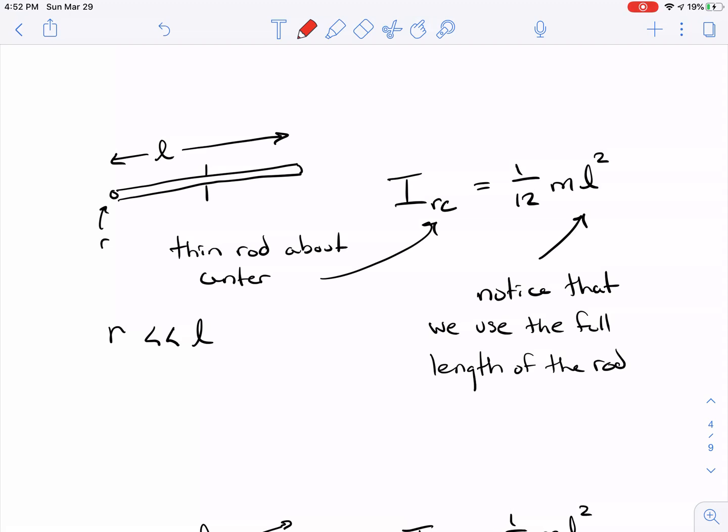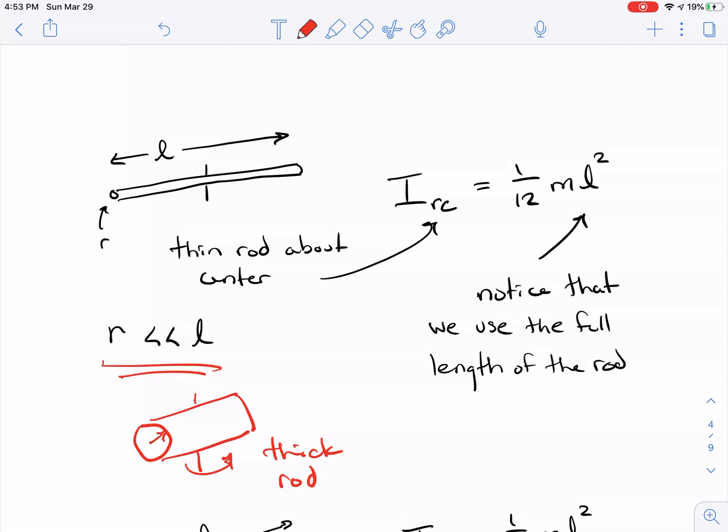This one is only true if the radius of the rod is much smaller than the length of the rod. If you had something that was kind of like this, and it was rotated about its center, so it had an axis going through it like that, that would no longer be true because this r is now relatively significant compared to the length of the rod. So we want the radius of the rod to be very, very small compared to the length of the rod. Once we get into what's called a thick rod, it's a different calculation.